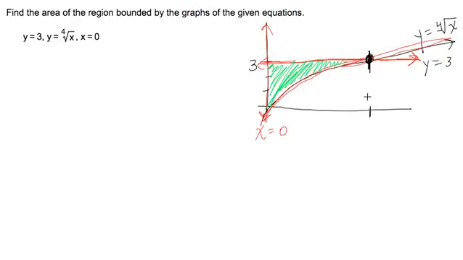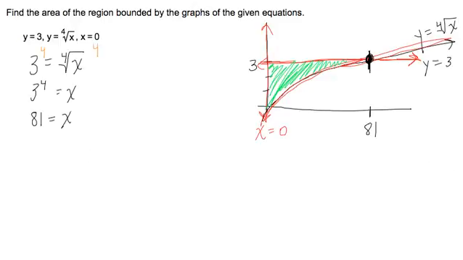Okay, so in order to find that x, we need to solve for where these two functions equal each other, where they have the same y value. So we're going to set 3 equal to the fourth root of x to solve for where they intersect. To solve this equation, we're going to raise both sides to the fourth power. So we'll have 3 to the fourth equals x. 3 squared is 9, so 9 squared is 81. So these intersect at x equals 81.